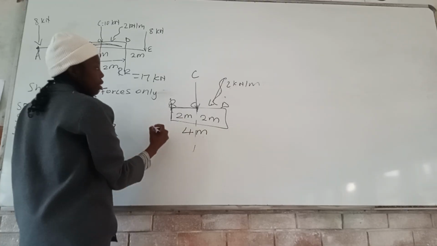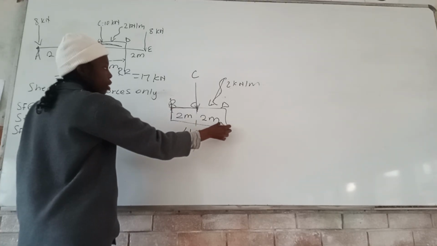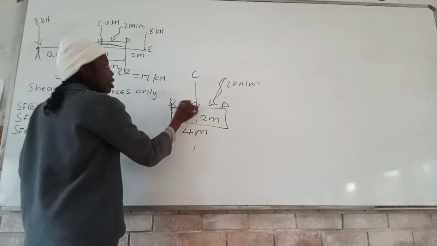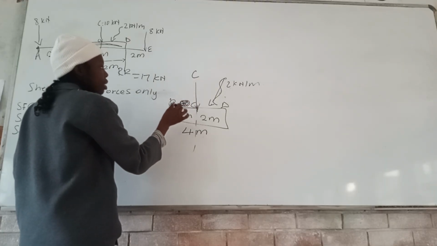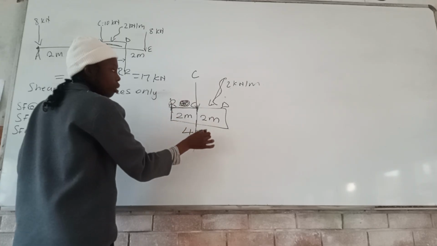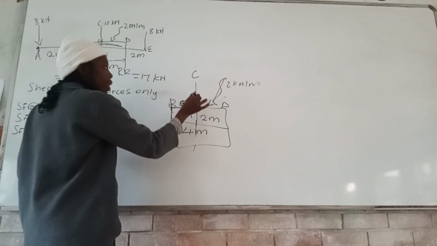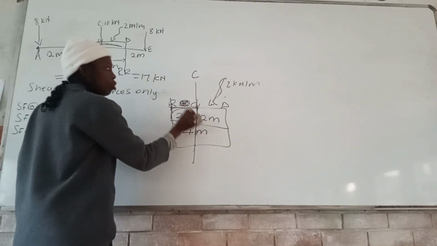It is 2 because here is an example. We have a UDL. This UDL is acting from B to D. However, we want the shear force from B to C. We want this part. So which distance is from B to C? It is 2, not 4. This 4 is for the whole entire UDL. We want the distance from B to C. Hence, we are choosing 2.